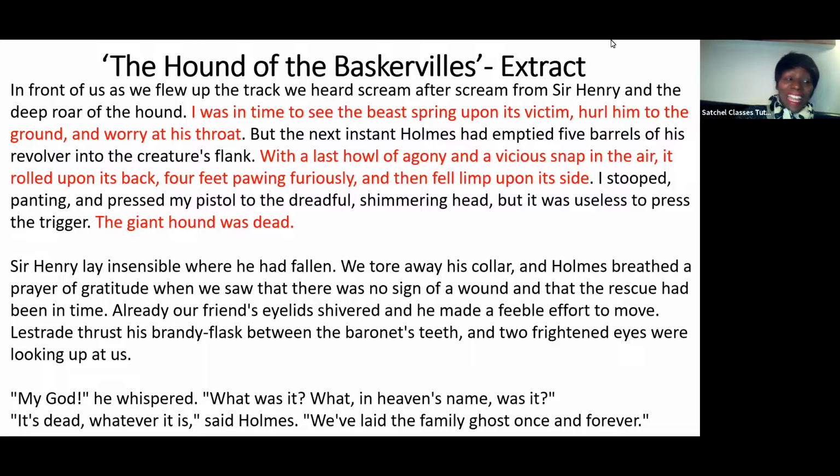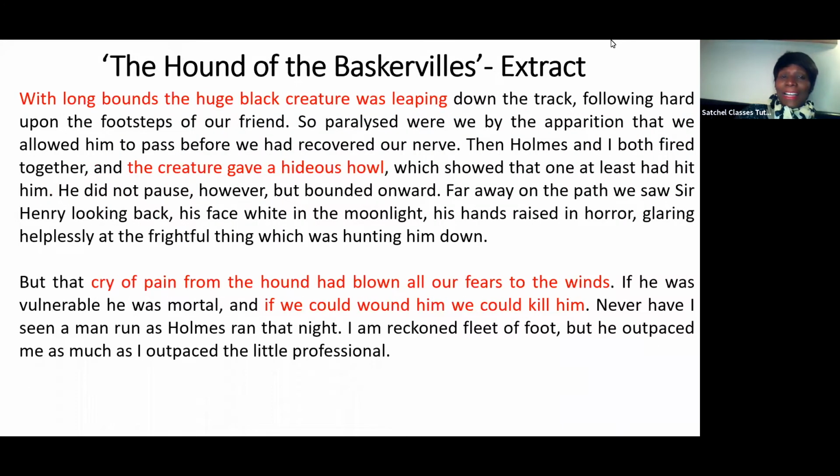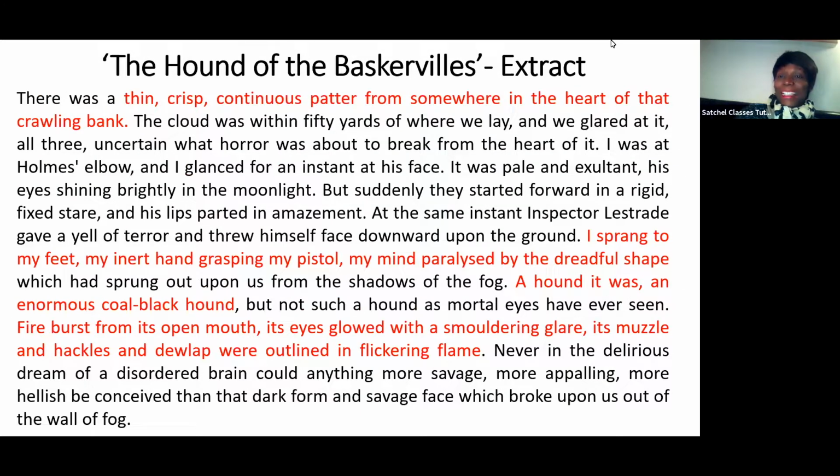And that is the extract. So let's look back at how it's presenting the hound. The thin, crisp patter from somewhere in the heart of the crawling bank. Patter, patter, patter. That horrific sound is the indication that it's approaching. So it's that foreshadowing. The onomatopoeia, patter, patter, patter, is foreshadowing, foreboding the terrible vision. It's building up our suspense because we are imagining the worst before we see it.